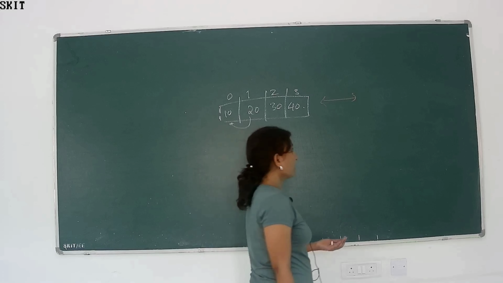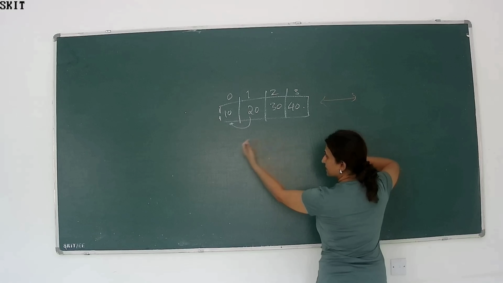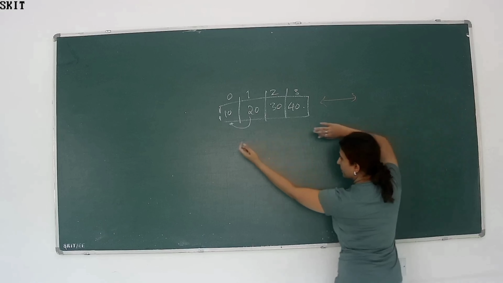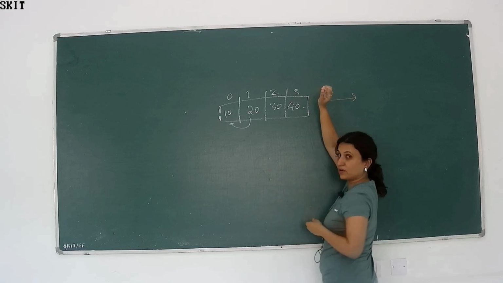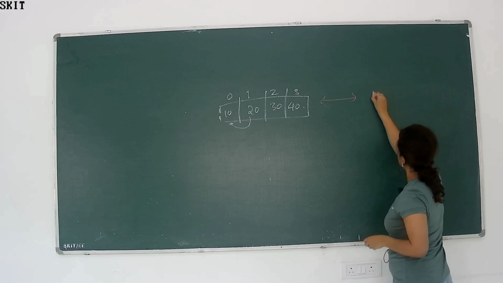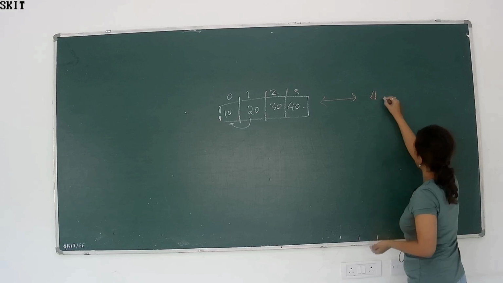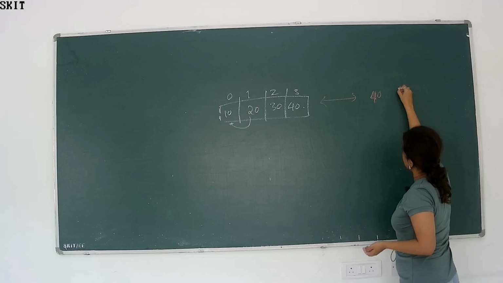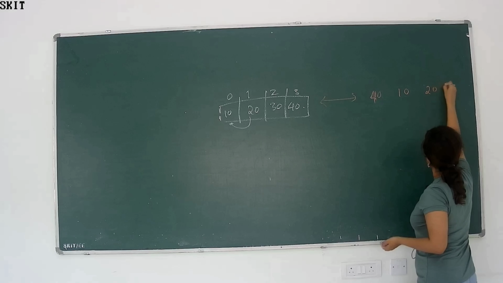The right shift. Right shift means what? Left is the side, right is the side. If you are shifting towards the right, this element will be kicked out first, correct? That will come to the first position. 40, 10, 20, 30.